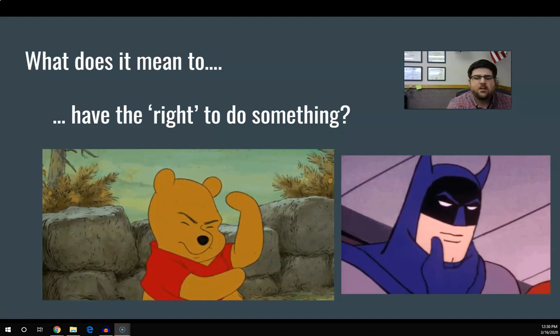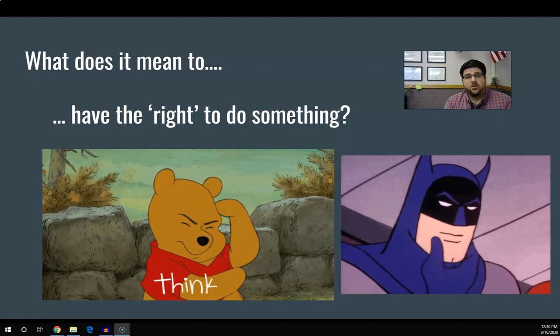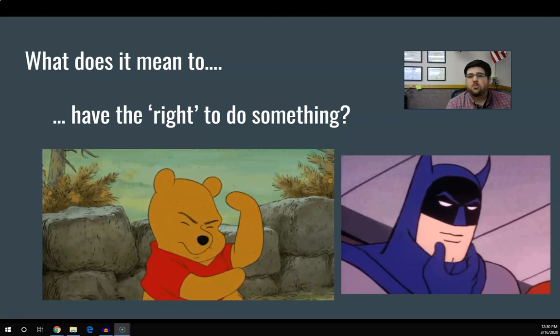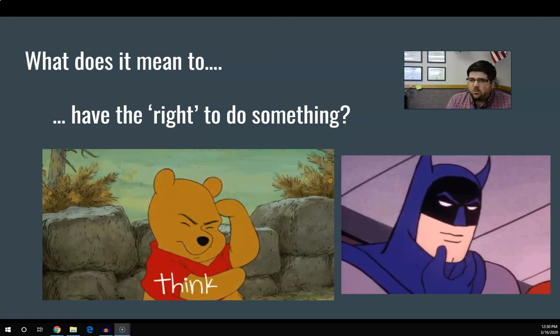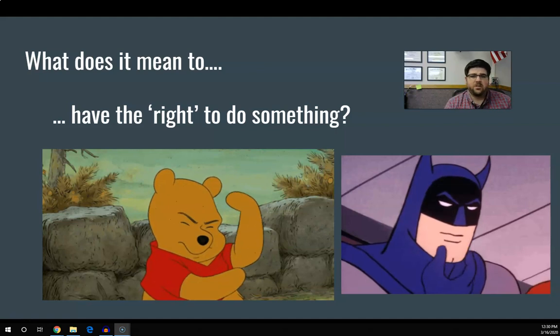A right means that you have the freedom to do something. So for example, if you have the right to vote, that means you have the freedom to choose. You have the freedom to vote. If you have the right to free speech, it means that you have the freedom to be able to speak your mind. In our society, we believe that there are certain rights that we have, or freedoms that are allowed to us just because we are members of this society, of this country.